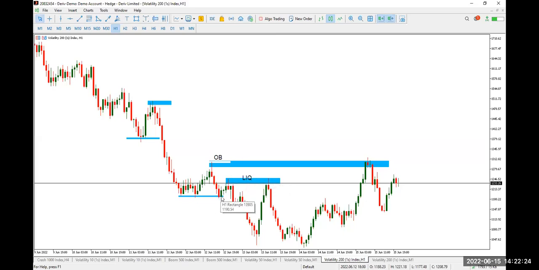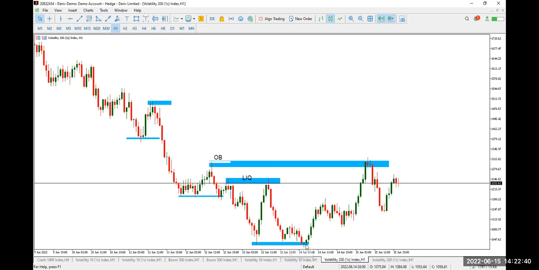Now, after the break of this structure here, this is our lower low. They formed a lower low here. There was a lower low here. Now, this lower low was taken out here. Look at it. There's a lower low here. It's a lower low here.